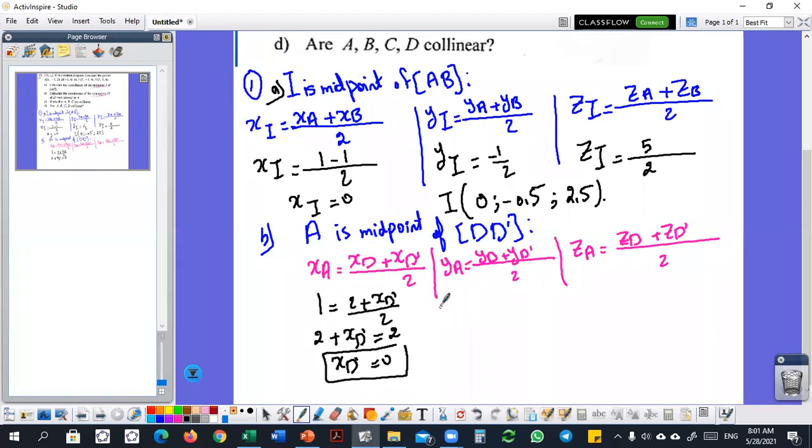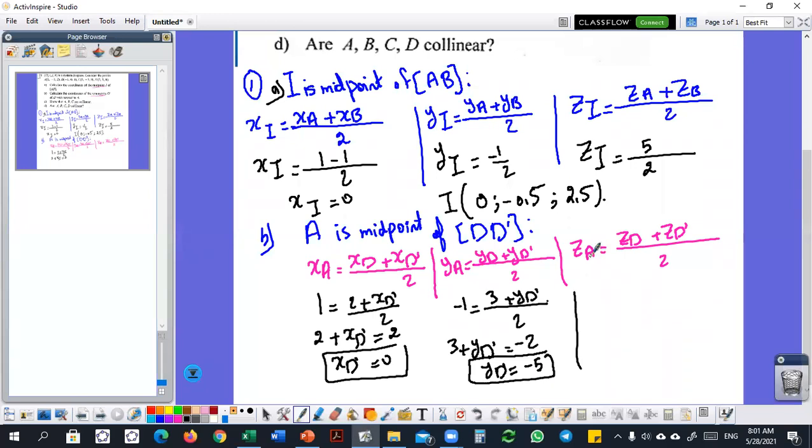Here, Y of A is minus 1. Minus 1 equals Y of D, which is 3, plus Y of D prime over 2. We make a cross multiplication. 3 plus Y of D prime is equal to minus 2. Then Y of D prime will be minus 5.